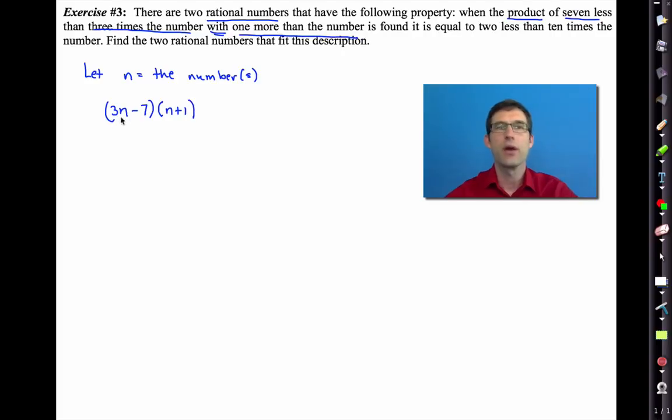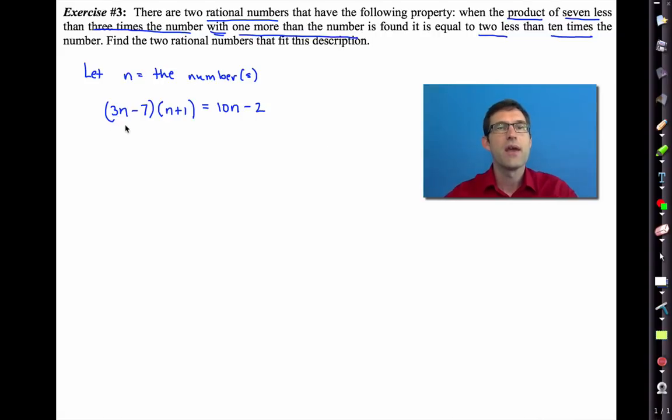All right, so there we go. 7 less than 3 times the number with 1 more than the number. The product is found to be equal to 2 less than 10 times the number. Well, here's 10 times the number, and here's 2 less than it. Wow, but there it is. There's the translation. Now you just have to have it within you to say, I can do this, I can solve this.